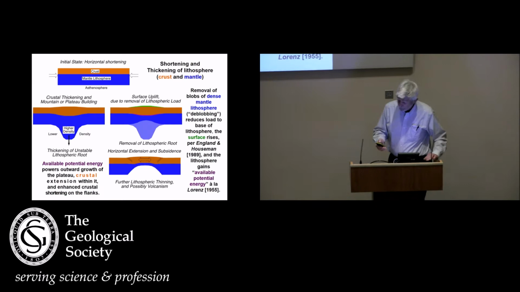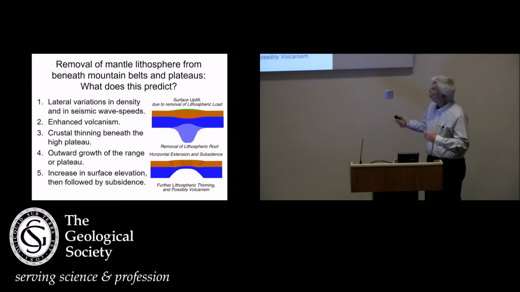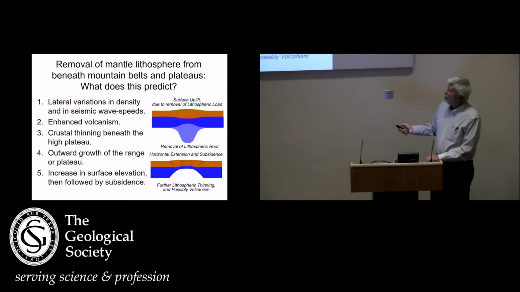Well, this makes a number of predictions. You should have big lateral variations in density, which would manifest themselves as lateral variations in seismic wave speeds. You might get enhanced volcanism because you've thinned the lithosphere in here. You've brought hot material up underneath material that's, we'll talk about that in a second. You'd expect more volcanism. Crustal thinning beneath the plateau, we've already talked about that. Outward growth of the range around the surroundings. And then you'd expect the surface elevation to go up when you drop this blob off, and then it would subside after that as you spread all this apart.